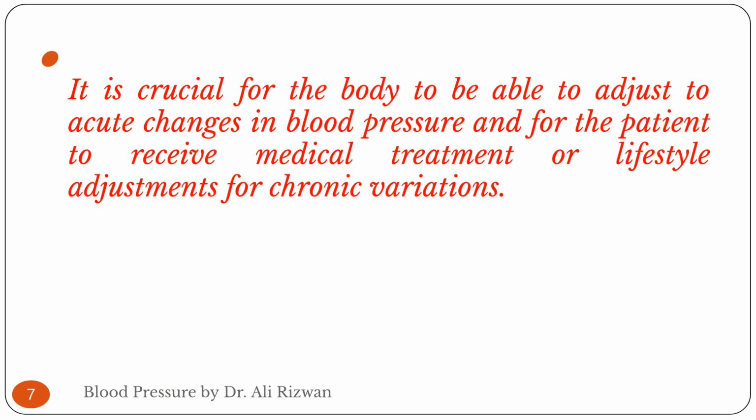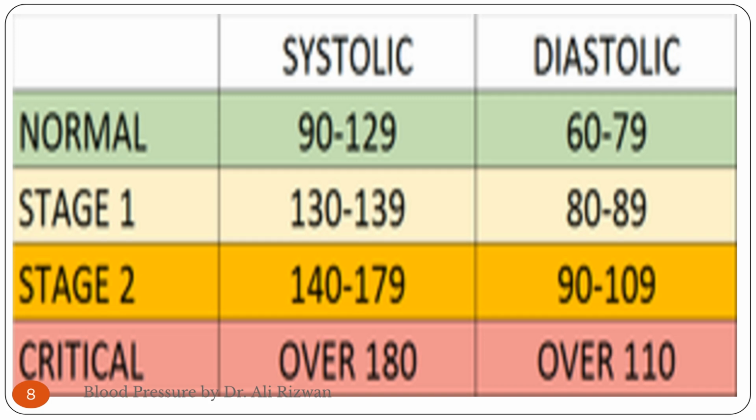It is crucial for the body to adapt to acute blood pressure changes, and for patients to manage chronic variations through lifestyle adjustments or medical treatment. This chart summarizes blood pressure classifications based on systolic and diastolic ranges, from normal levels up to critical values.